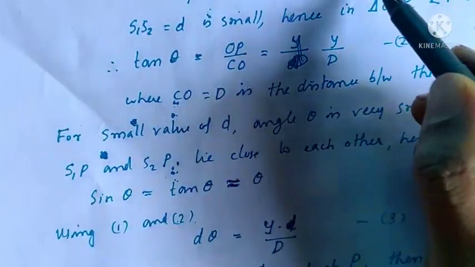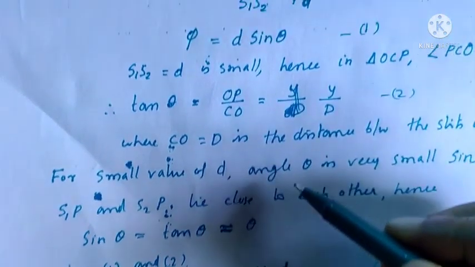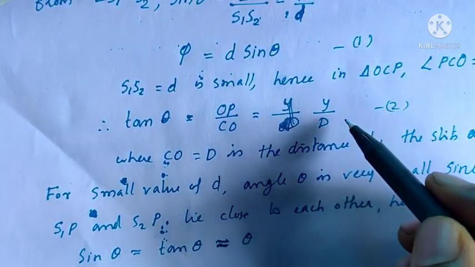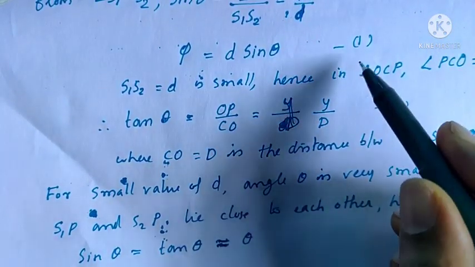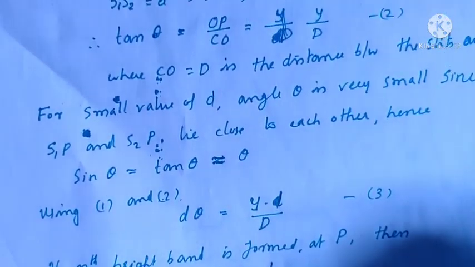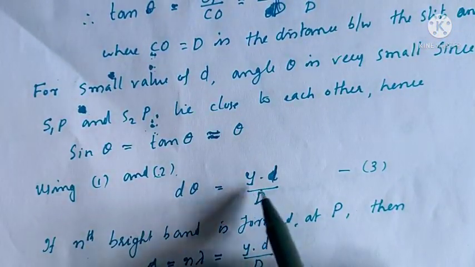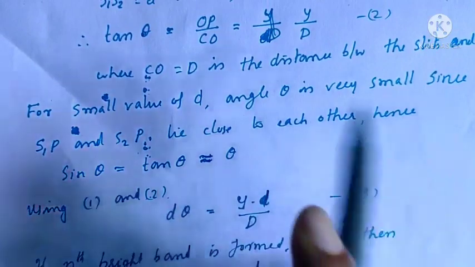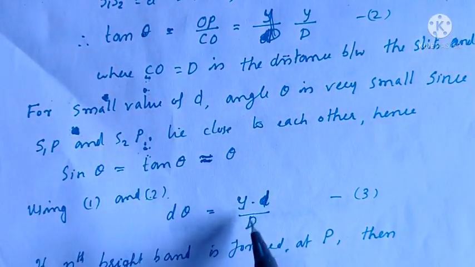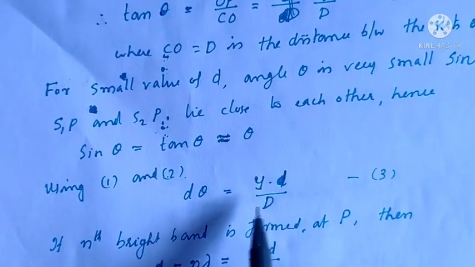Using equation 1 and 2, what will we get? We can equate these two equations, equation 1 and equation 2. If we equate these two, we will get d sin theta, or d theta, since sin theta will now become theta. So d theta is equal to y d by capital D. So this is one equation.